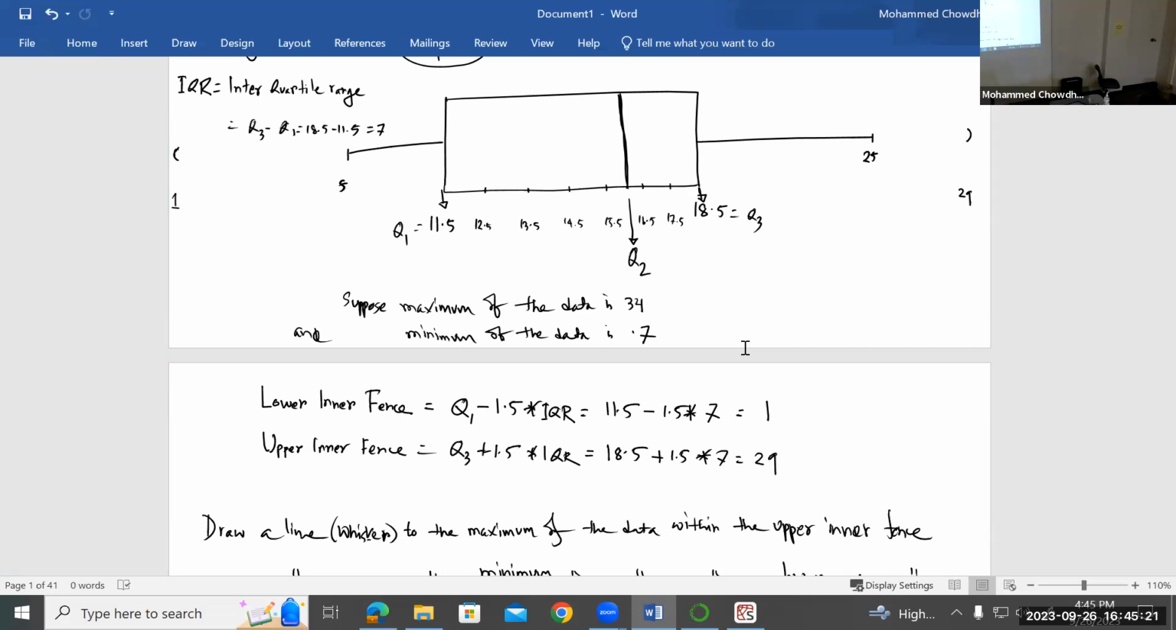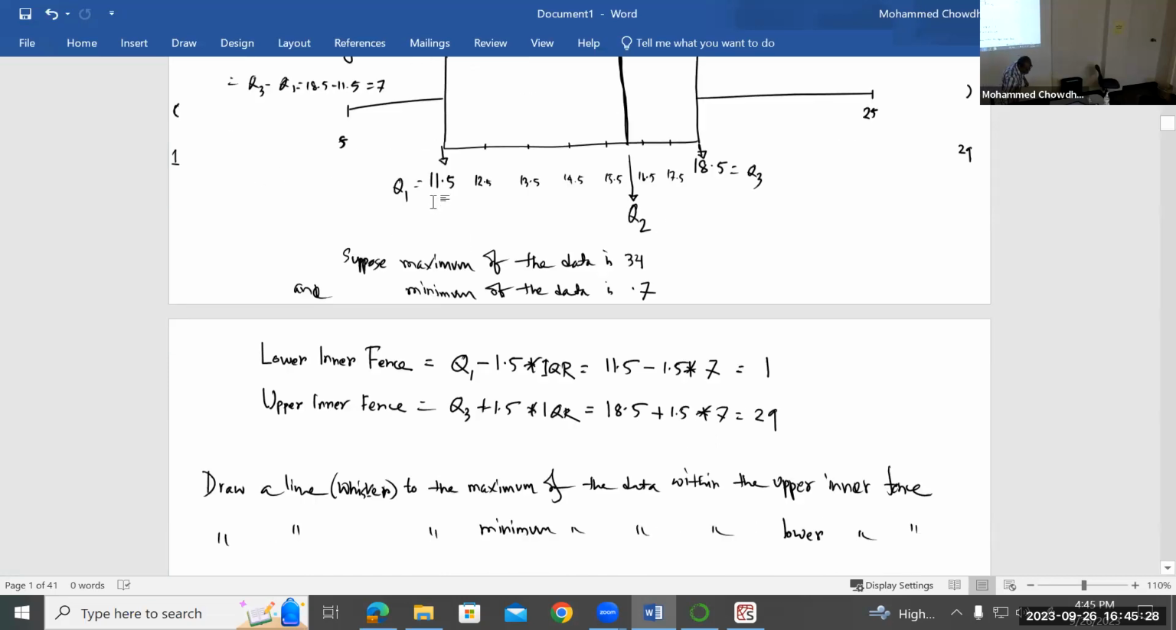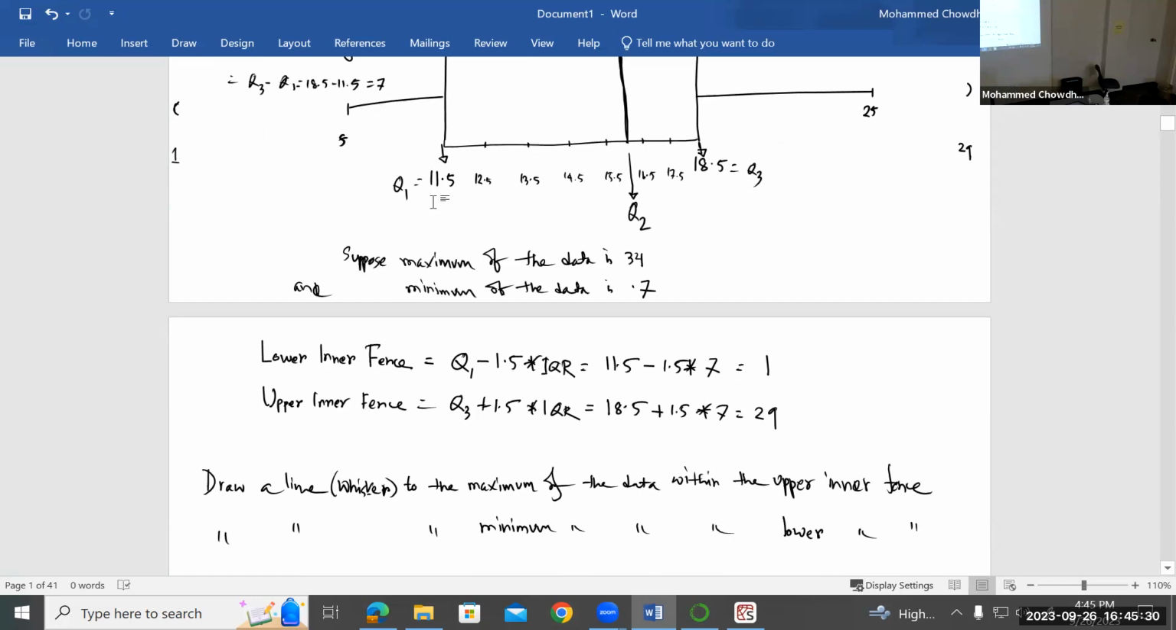Okay, let me explain. That is why I purposely wrote this sentence: draw a line, a whisker, to the maximum of the data within the upper inner fence. What is the maximum of the data within the upper inner fence? That is 25, right? But you said we are changing the maximum and the minimum to 0.7 and 34. So that means there is no 25 and 5 again, is that what you're saying?